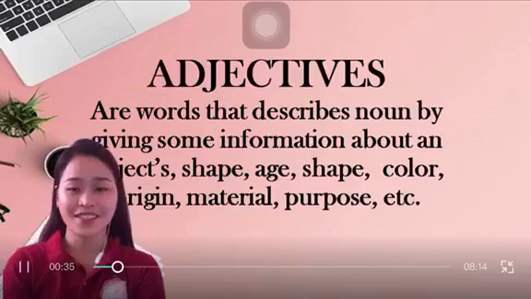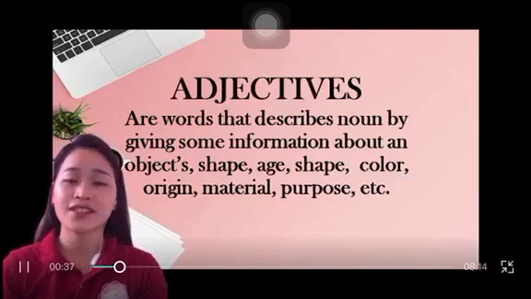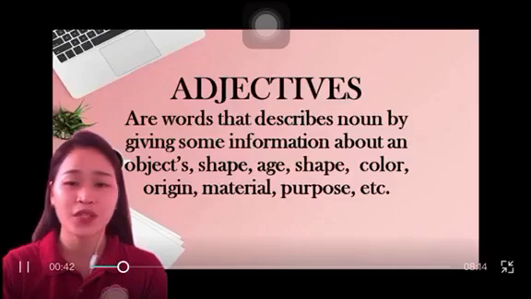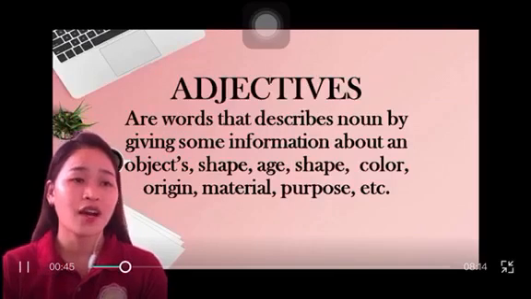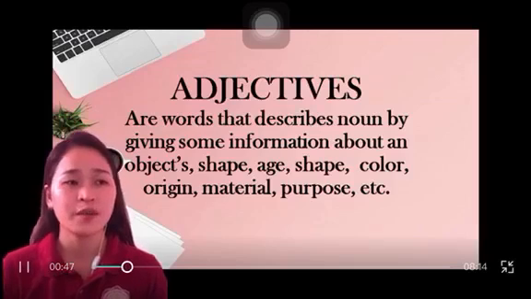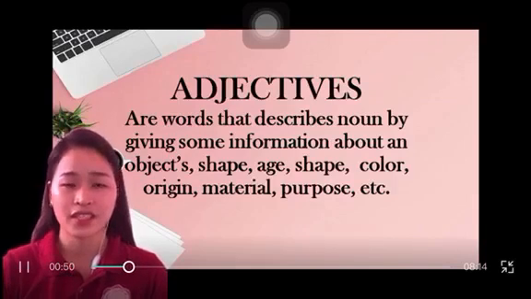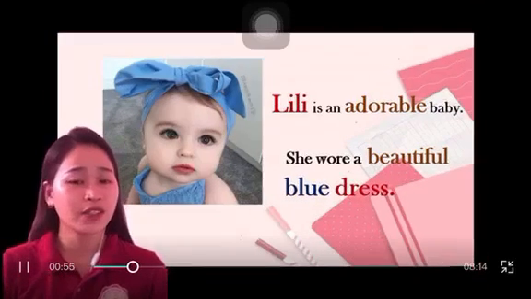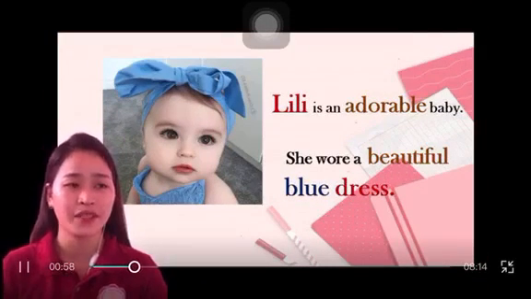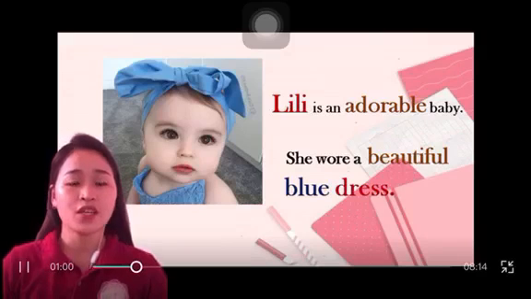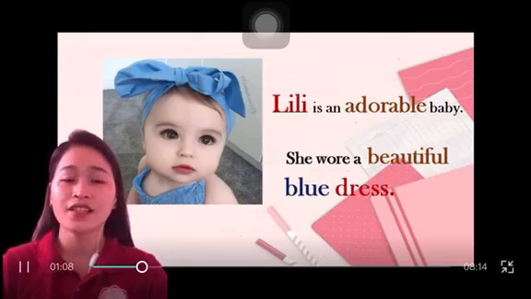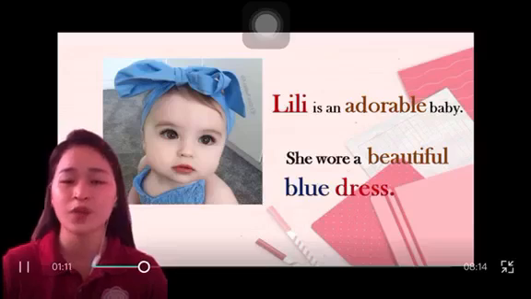What are adjectives? Adjectives are words that describe a noun by giving some information about an object's opinion, size, color, shape, origin, material, purpose, and etc. So, for example, in the first picture, how can you describe Lily or the baby? Lily is an adorable baby, so we use adorable to describe Lily. And Lily is a noun because it names a person, and adorable is used to describe opinion.